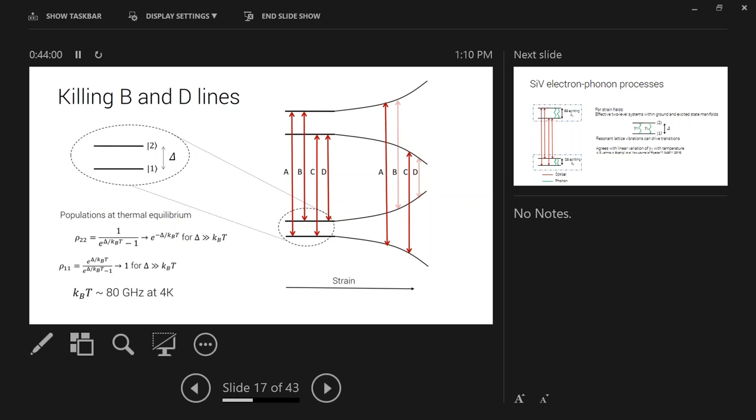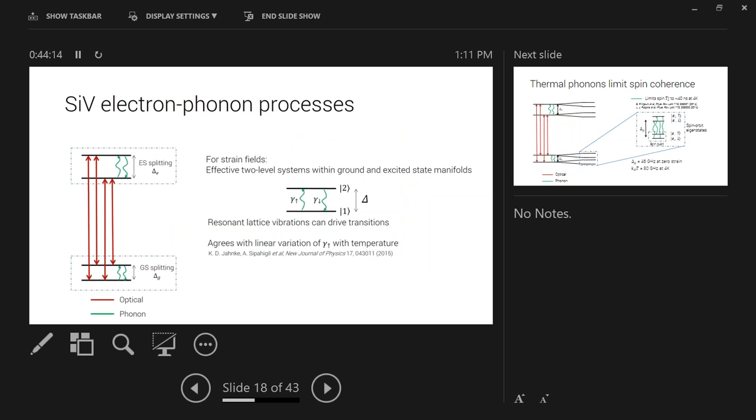So thermodynamics tells you why these two lines disappear, but it doesn't actually tell you what the kinetics of this process is. What is the physical mechanism by which these states are thermalizing? And the answer to that actually lies in the strain response model that we measured. As I was saying earlier, strain tends to mix states within these two branches.